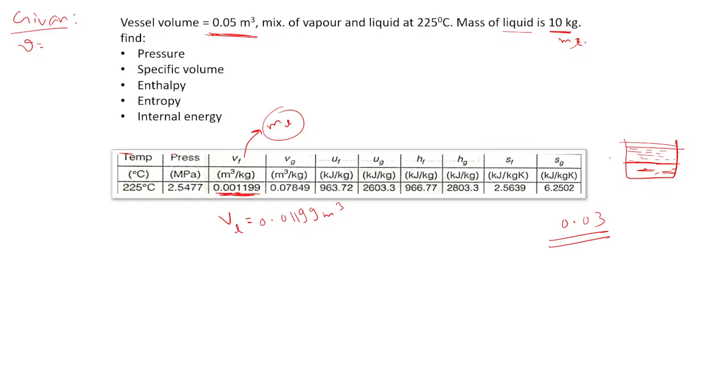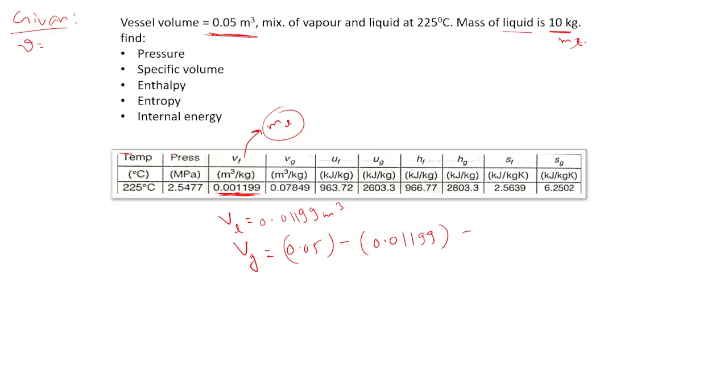Yes, sir. So how much vapor is there? Volume of vapor, has anyone found it? Volume of gas. So it would be 0.05 minus 0.01199. How much is it coming? 0.48801. 0.488 01 meter cube.